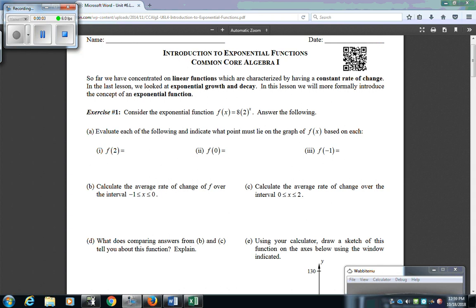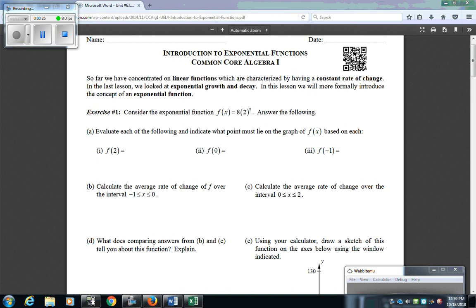We're going to look at exponential functions, and we're going to talk about two types of exponential functions. We're going to look at exponential growth functions and exponential decay. The idea with both of these functions is that if it's growth, it's generally going to be increasing to the right, and decay will generally decrease to the right.